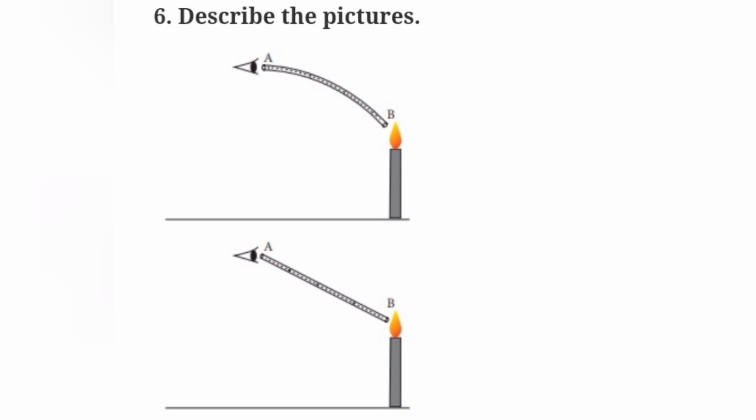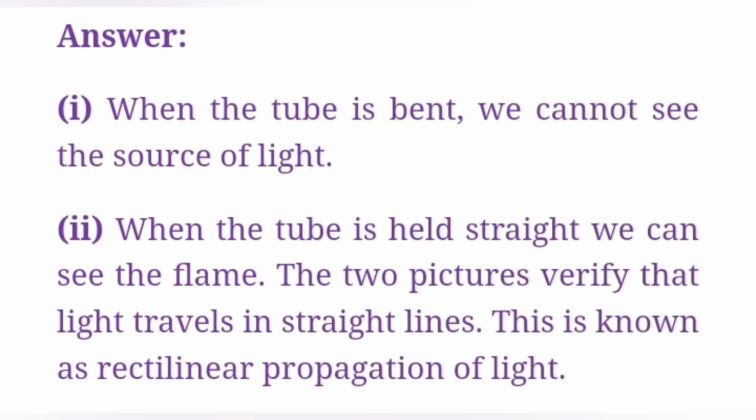Then sixth question, describe the pictures. Answer, first point, when the tube is bent, we cannot see the source of light. Second point, when the tube is held straight, we can see the flame. The two pictures verify that light travels in a straight line. This is known as rectilinear propagation of light.